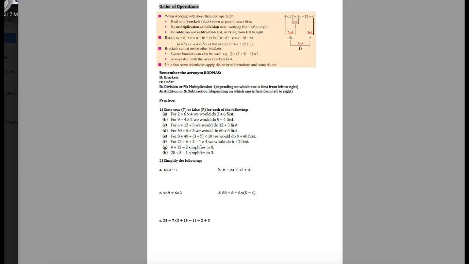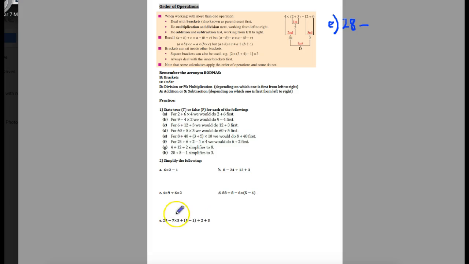So how about I clear all that writing and we actually look at E over here. So let's do question E over here. We have 28. So 28 minus, now that's not multiplying or dividing anything, so I'm going to leave it there.